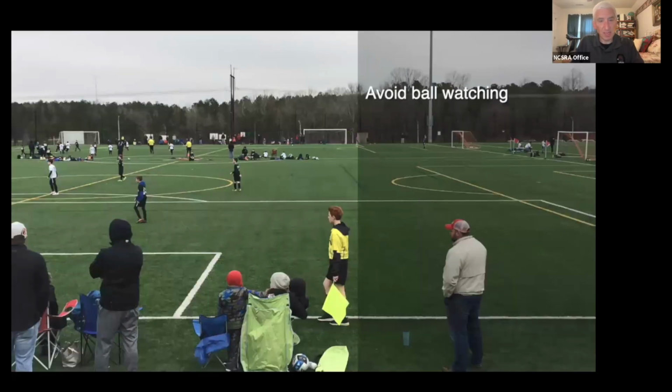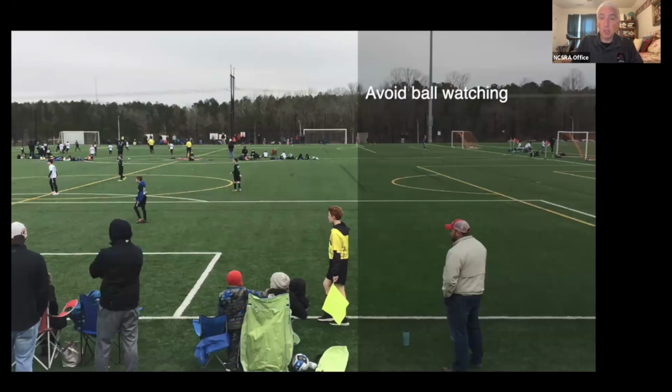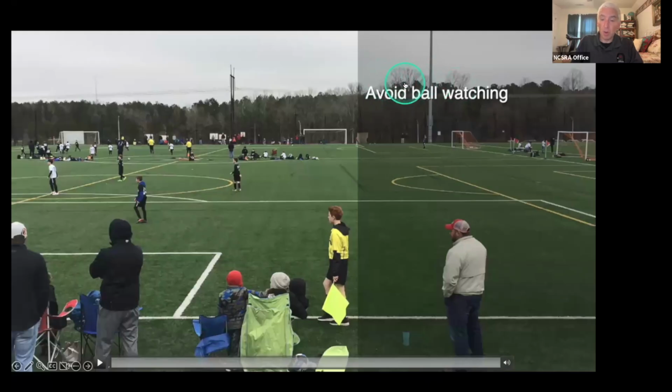In this case, I mean, there's no attacker. The attacker's all the way up here. We're not going to really have a problem, right? But what happens if that attacker was standing right here? And all of a sudden there's a long ball. We're going to be in trouble because we're not going to be in a position to make the call. So avoid that ball watching.